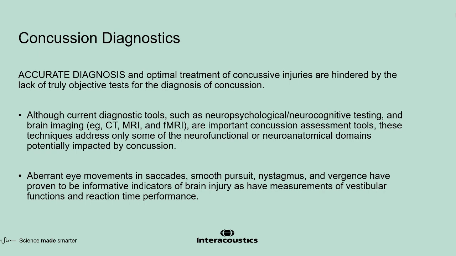And although there are current diagnostic tools such as neuropsychological and neurocognitive tests and brain imaging, all these things are important tools, but every one of these things address only some of the neurofunctional or neuroanatomical domains potentially impacted by concussion. And all of the research right now is converging towards looking at aberrancies in eye movements. Aberrant eye movements in saccades and smooth pursuit, in nystagmus and convergence, have been proven to be informative indicators of brain injury, as have measures of vestibular functions and reaction time performance.